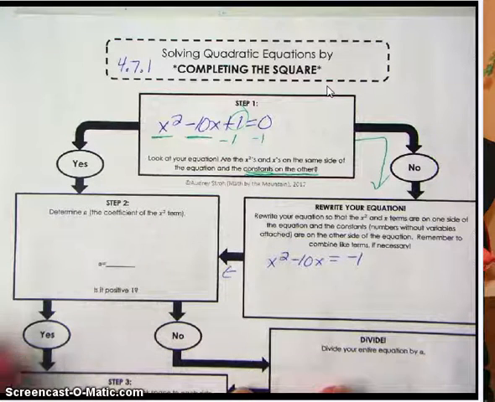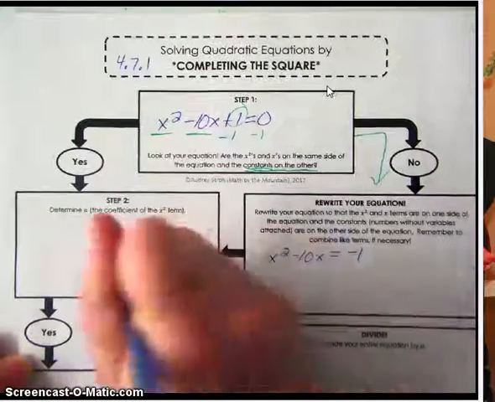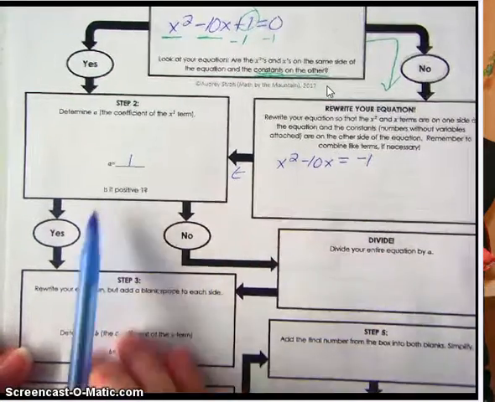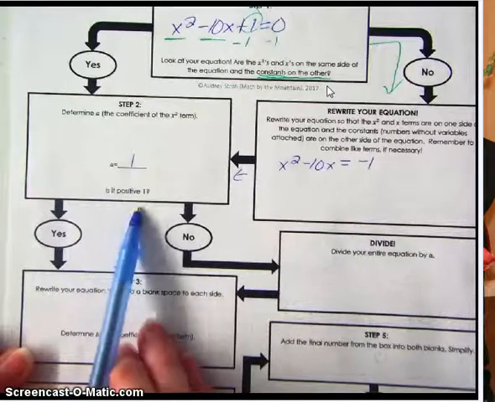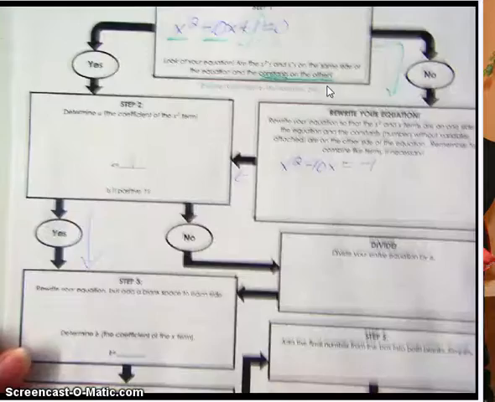Okay. Step 2, determine the a, the coefficient of the x squared term. So here my a is 1. Okay. All right. Is a positive 1? Yes, it is. I can move straight down. Step 3.